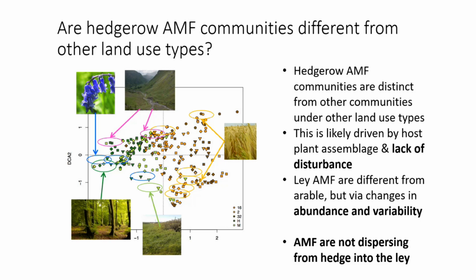There is some differentiation between the ley and the arable, but it's a change in relative abundance. It's not a change in composition at all. There's absolutely no evidence over the time period of this study that the taxa from the hedgerow migrated into the ley, none at all, or vice versa. So there's the dispersal limitation. There is something limiting the dispersal of these taxa.